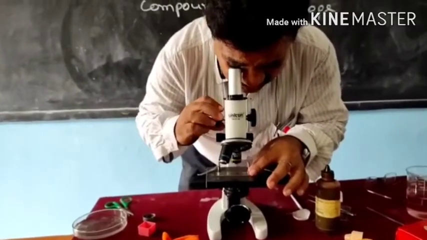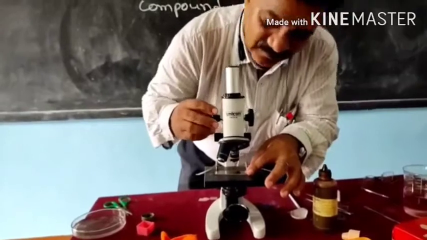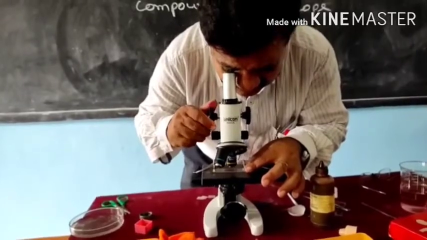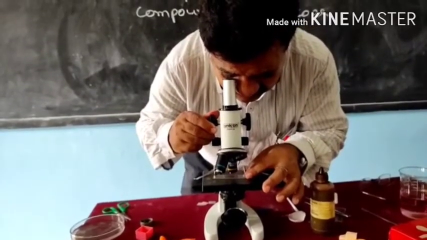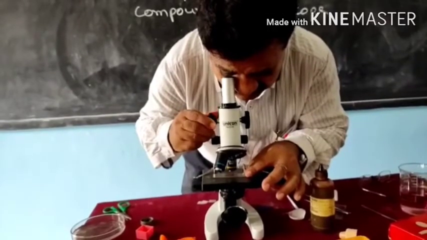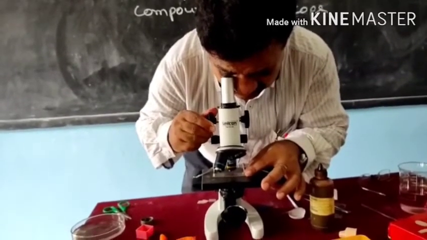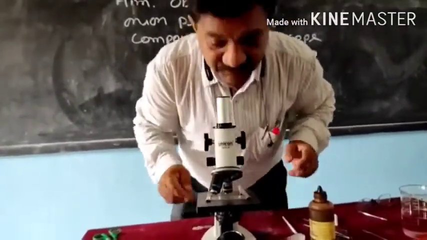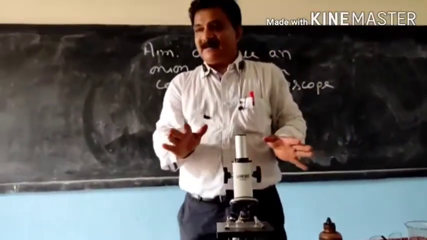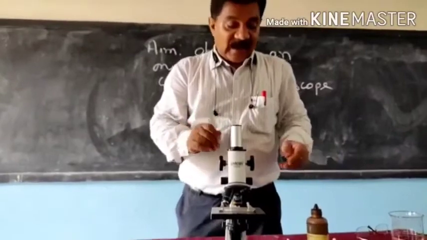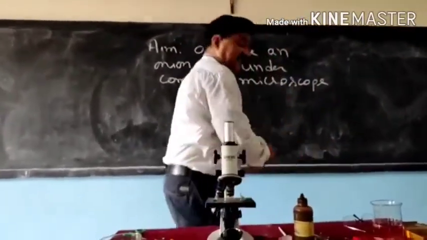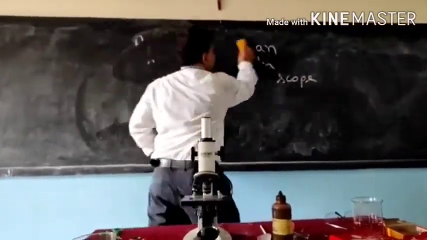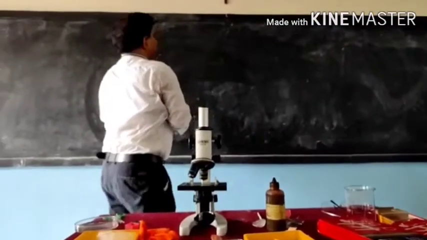Okay. So now it is visible. Now it is clearly visible. The cells are visible. Okay. Now one question arises. The cells are clearly visible. This way we can see the cell, onion peel, and the diagram of onion peel, what we will see, will be like this. Same thing you can see there, this way.